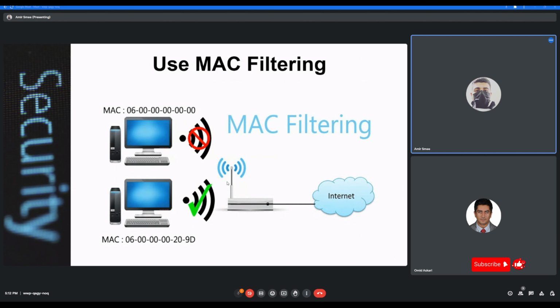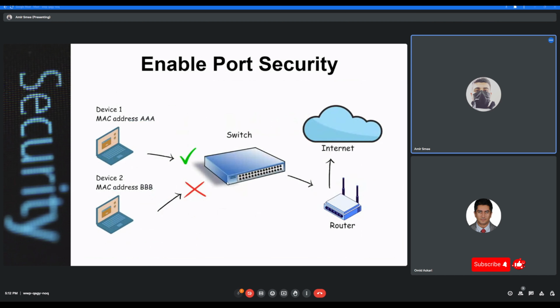Use MAC filtering. Most routers have a feature called MAC filtering that allows you to specify which devices are allowed to connect to your network. By adding the MAC addresses of your trusted devices to the filter, you can prevent unauthorized devices from connecting to your network. Enable port security. Port security is a feature that allows you to limit the number of MAC addresses that can connect to a specific switch port. By enabling this feature, you can prevent unauthorized devices from connecting to your network through that port.